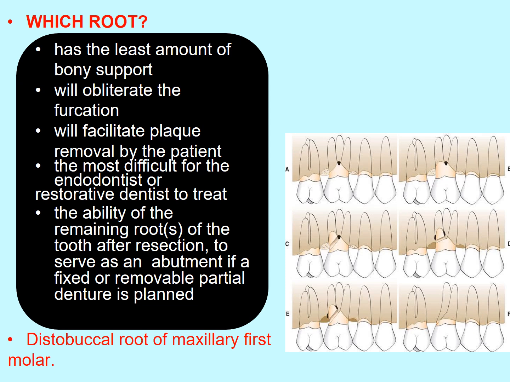Coming to the decision making of root resection, it depends on various factors: which root has the least amount of bony support, which removal will obliterate the furcation and facilitate plaque removal by the patient, which is the most difficult for the endodontist or restorative dentist to treat, and the ability of the remaining roots after resection to serve as an abutment if a fixed or removable partial denture is planned. In this diagram, this is the crater formed, with more involvement of the distobuccal root, and it has been decided for removal. An oblique cut was given and the root removed, and then the crown has been placed. This will always be done after root canal treatment.